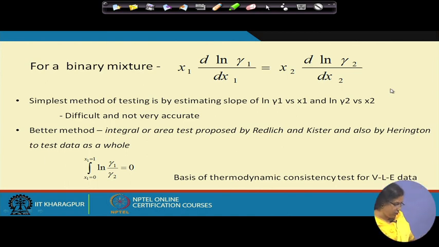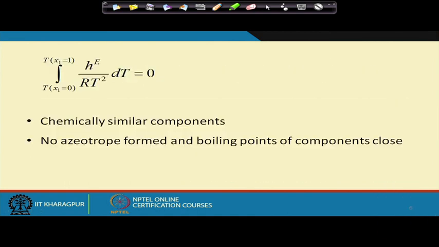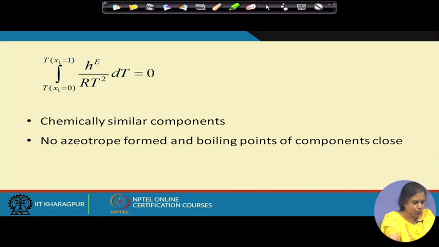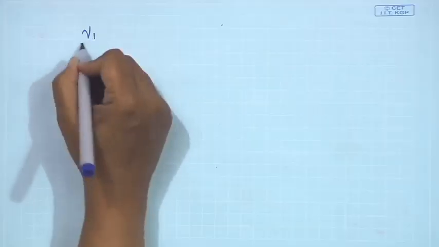Can you tell me under what condition we have HE equals to 0? Naturally when we mix the two components and there is no enthalpy generation. When will it happen? Firstly, when the two components are chemically similar and there are no azeotrope formation and the boiling points of the components are also close to one another. Under that condition, we are going to have this case, but under all other conditions, it is very difficult to assume this.